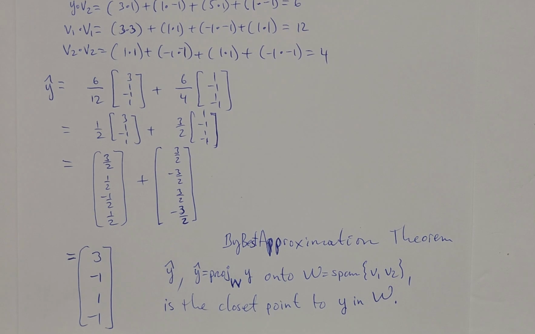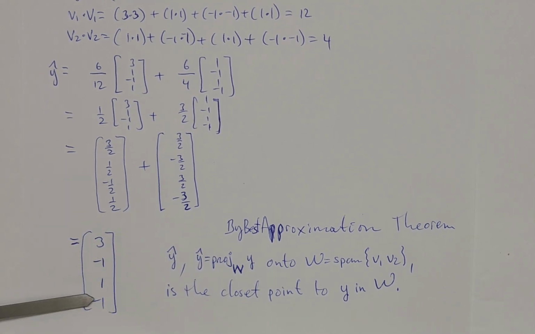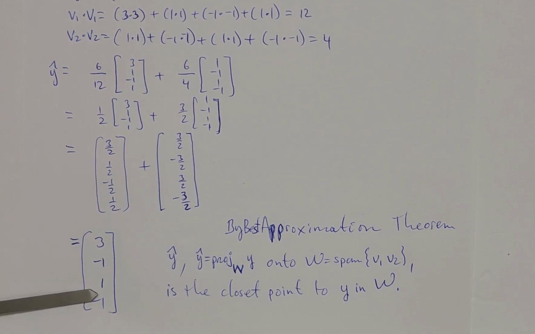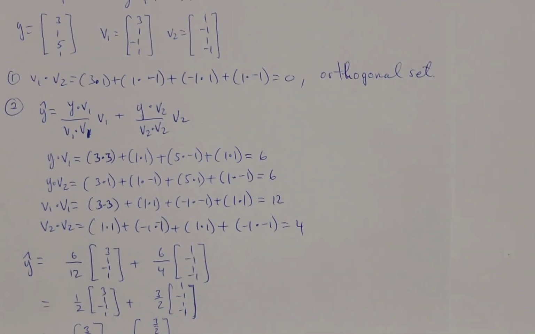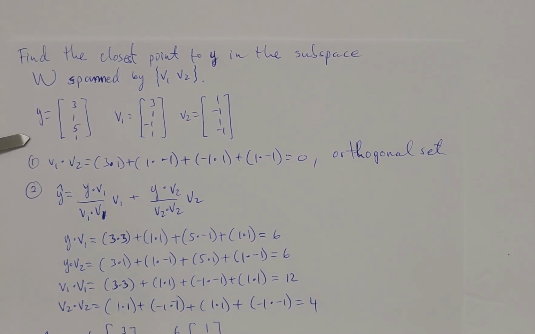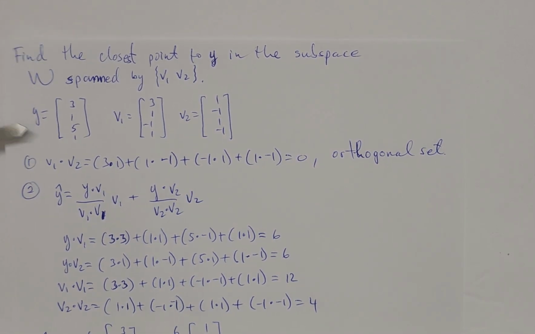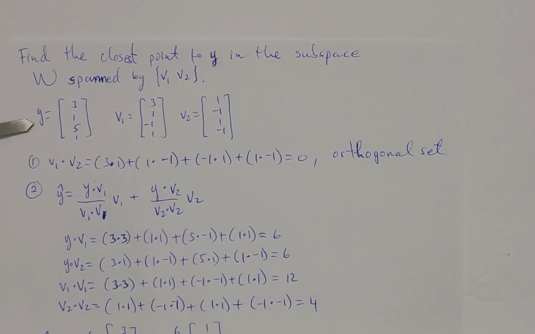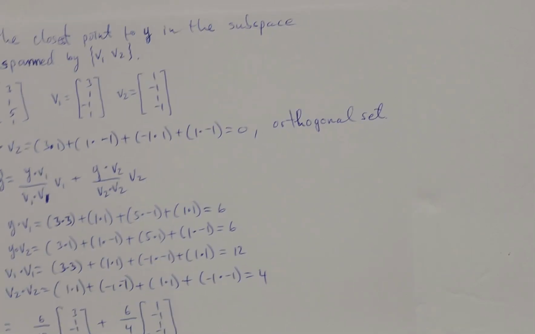So again, this is y hat. So this vector is the closest point to this vector right here. Okay, so y hat is the closest point to the regular y in W. Okay, so that's what I wrote down here.